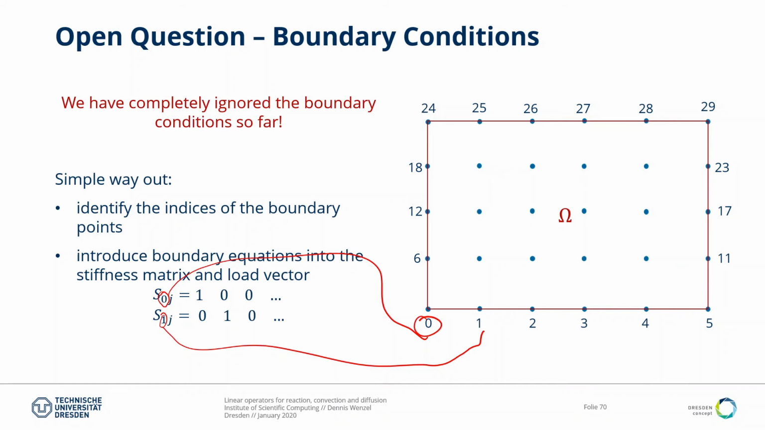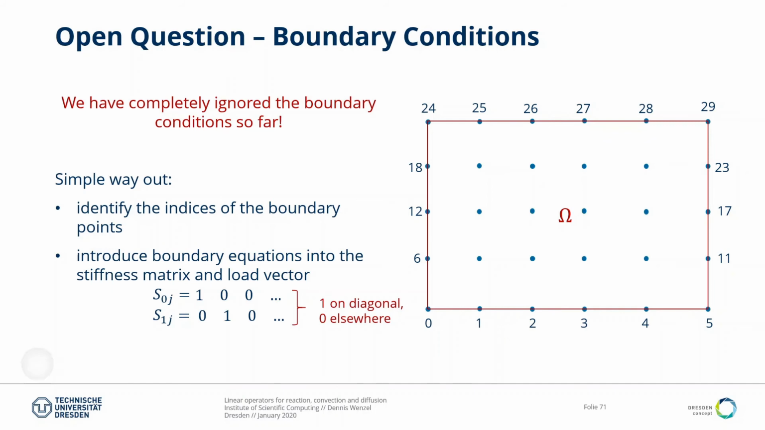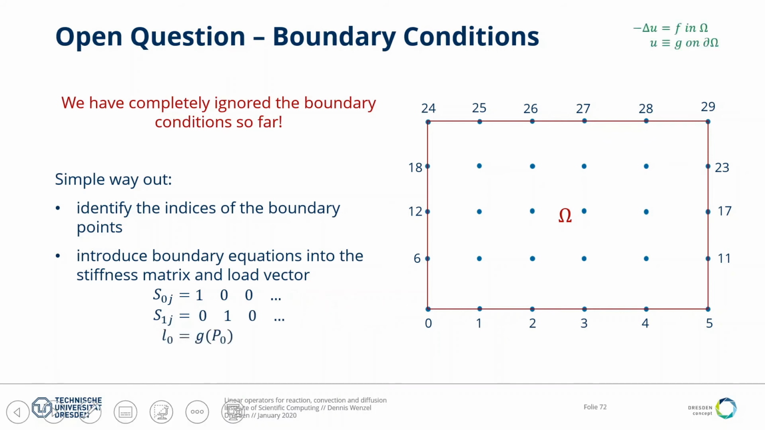So you simply put a 1 on the diagonal, and if you put a 1 on the diagonal, then this individual line, if you multiply S_ij times u_j, so you take your dof vector and multiply it with this row, then this gives you just u_i. So that's just the value of this dof vector at this individual point. You can verify this easily because it's just 1 on the diagonal and 0 everywhere else. And if you have done this, you take the load vector, and in this individual row of the load vector, you put in the boundary condition.